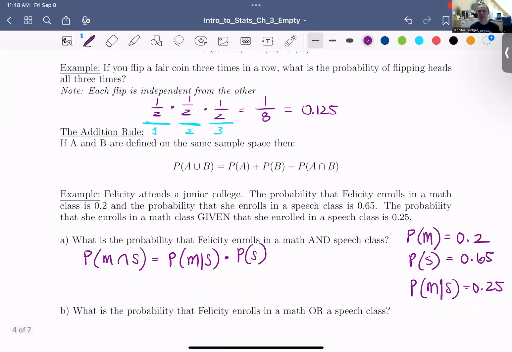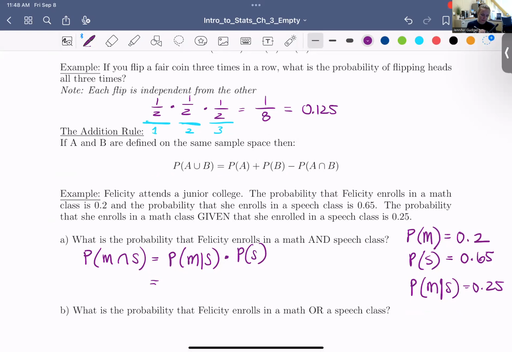We already have both of these pieces of information, so we just plug in at this point. P of M given S is 0.25 times P of S is 0.65. We put those into our calculator, multiply them together, and we should get 0.1625.